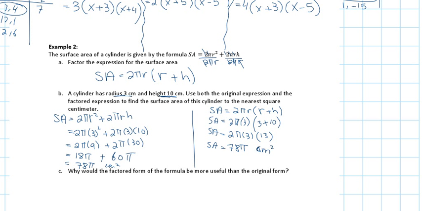Okay, so I'm not going to answer the last question. You guys can answer it. Why would the factored form of the formula be more useful than the original form? It's not more useful. It's just easier to compute without a calculator. So what do you call these two forms again? The first form is the standard form. The second one is the factored, because that's when we factored. Or you can call this the expanded, and this is the factored.